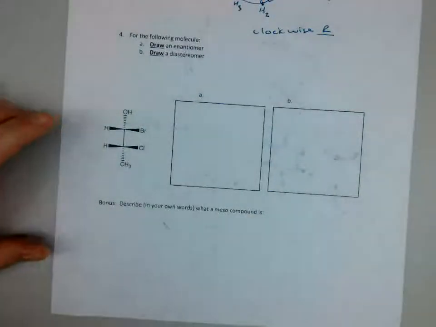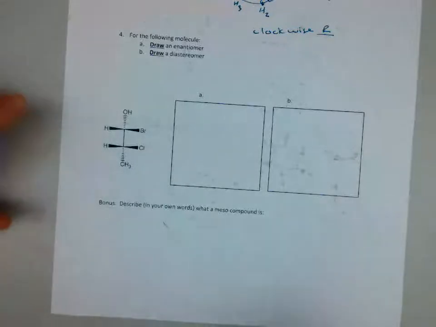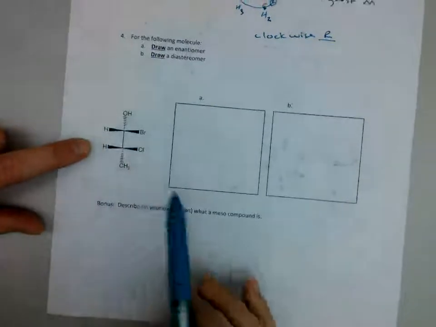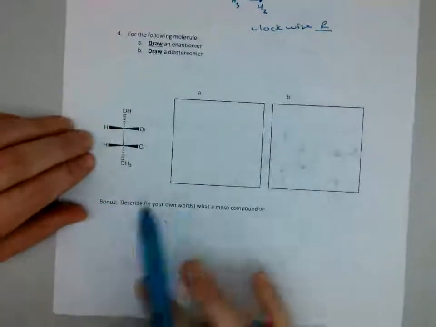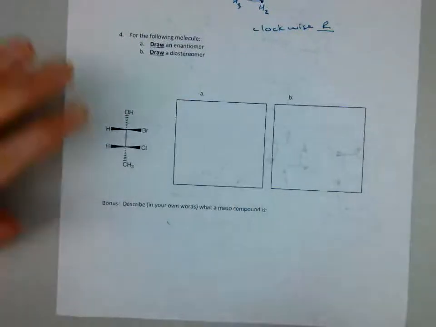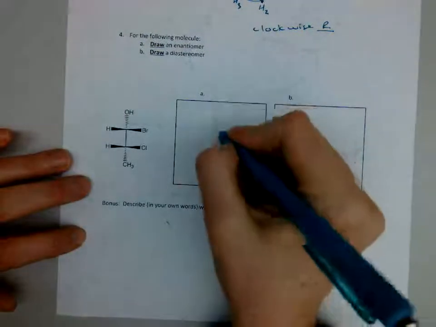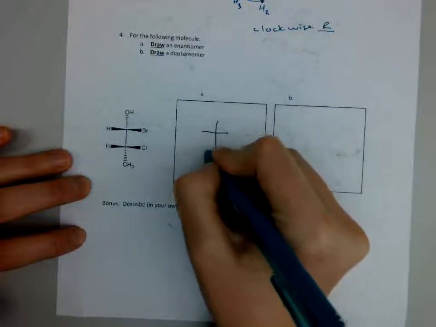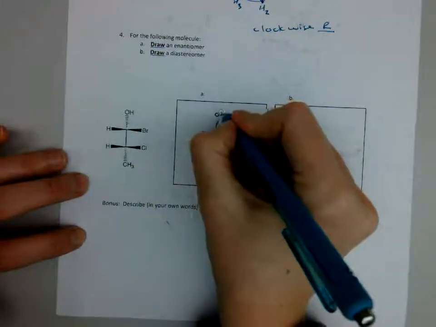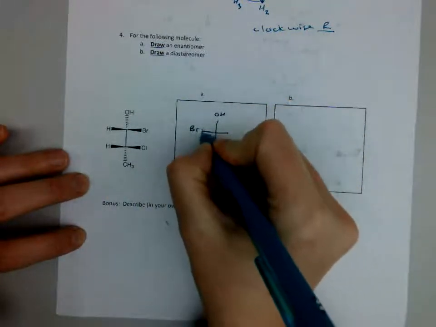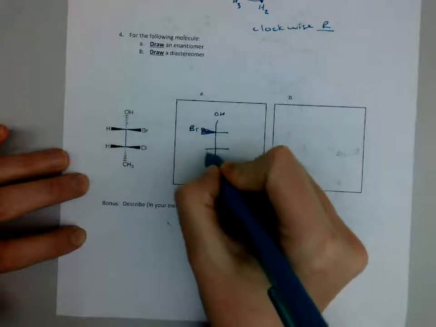Okay, and then if we're going to draw an enantiomer of this molecule, first you have to check and make sure it's not a meso compound. So is there a plane of symmetry through the middle? No. If there was a plane of symmetry, then the mirror image of this would be identical. But in this case, it is possible to have a meso compound. So the mirror image of this molecule is an enantiomer.